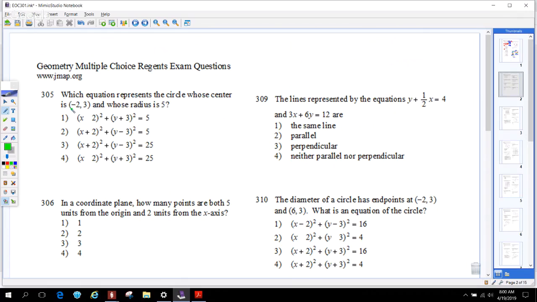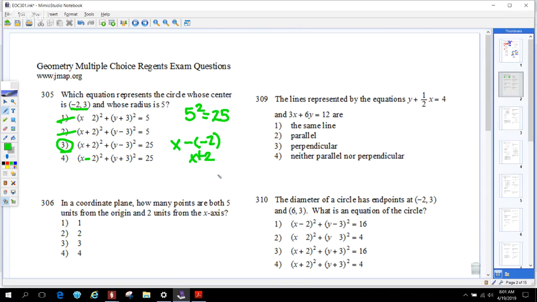Here we have a circle whose center is -2, 3. What do you guys think it's going to be? You can X out 1 and 2. Why am I Xing out 1 and 2? Because the radius is 5. It should be exactly 5. Okay, it'll be 3. Why is it 3? Because a negative and negative is positive. Exactly. Because x minus -2 is going to give me x plus 2.